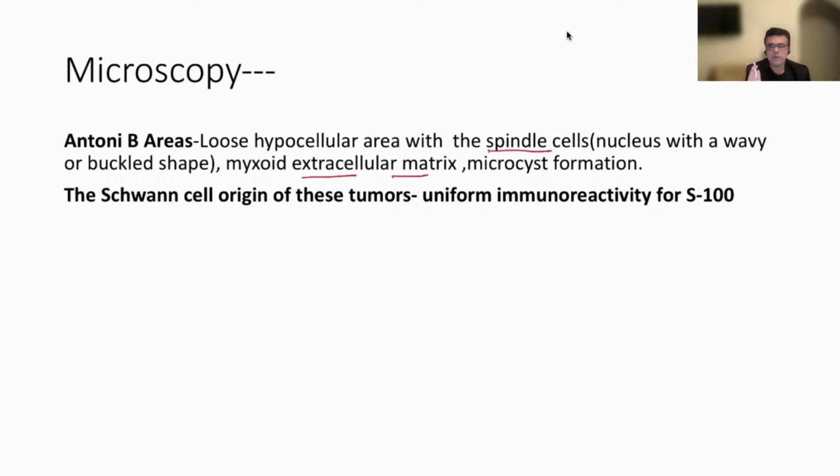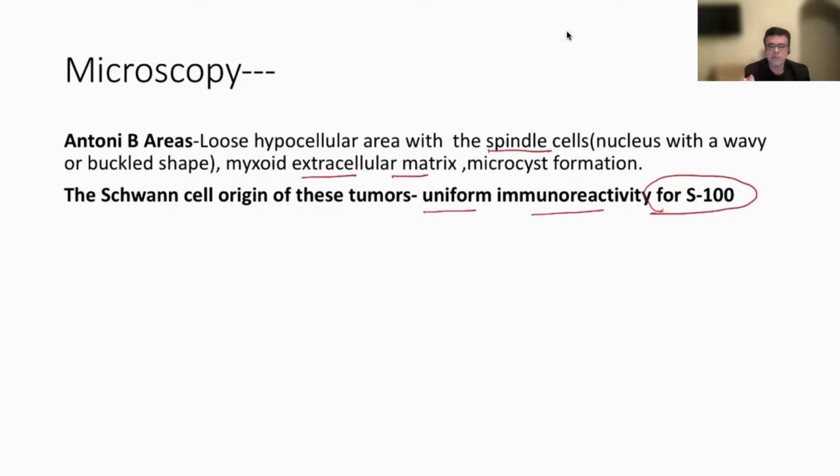The important aspect to remember is that the Schwann cell origin of these tumors confers uniform and diffuse immunoreactivity. Diffuse immunoreactivity, that is the key. Diffuse immunoreactivity is seen for S100. So the S100 IHC marker is positive in schwannomas. Whereas neurofibromas will be weakly S100 positive; diffuse, uniform positivity will not be noted in neurofibroma. So that's a distinguishing feature between schwannoma and neurofibromas.